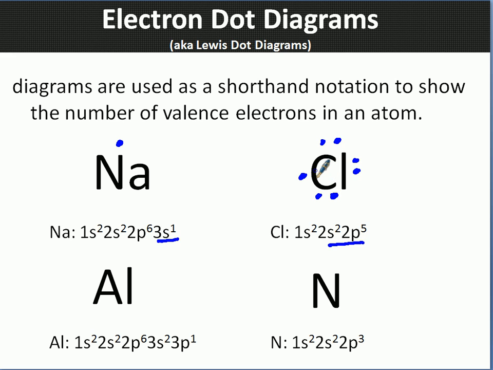Just to show you how to write valence electrons as dots around an element. So don't just randomly put them around the structure. It does have a little bit of order to it, rules to it.